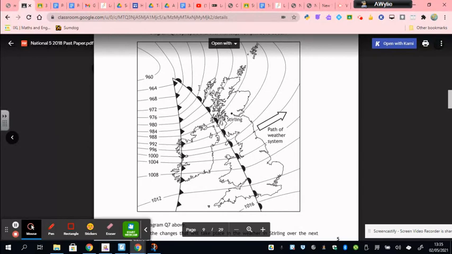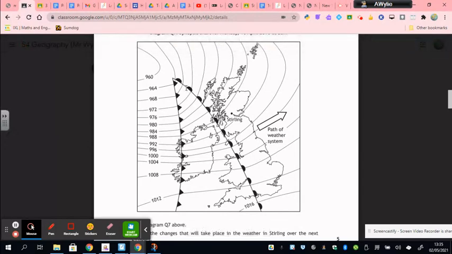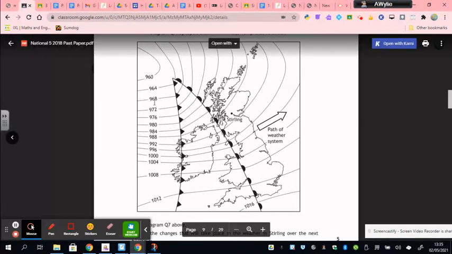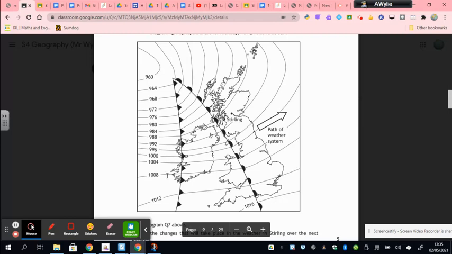Right, the next thing to establish is, are we talking about low pressure or high pressure? Well, in this particular map, we can see that almost all of it, with the exception of this area down in southeast England, is experiencing low pressure.